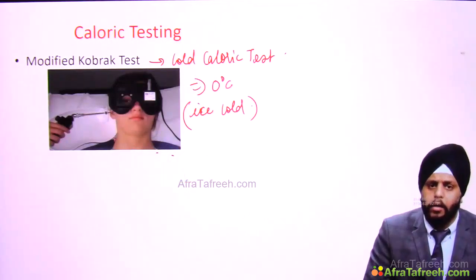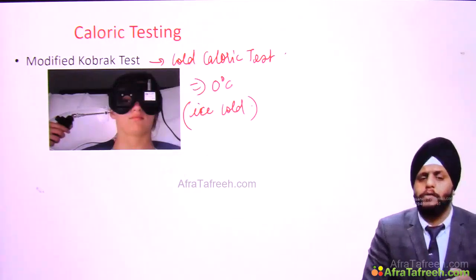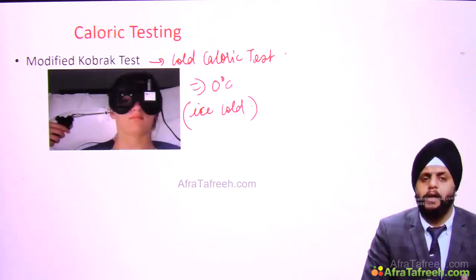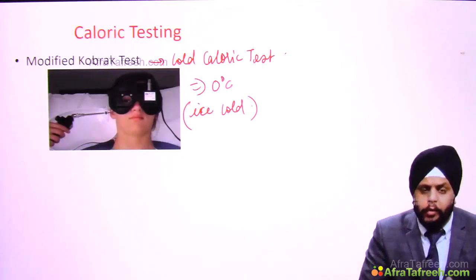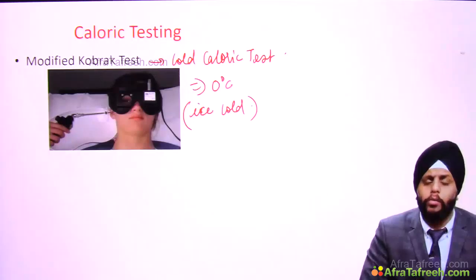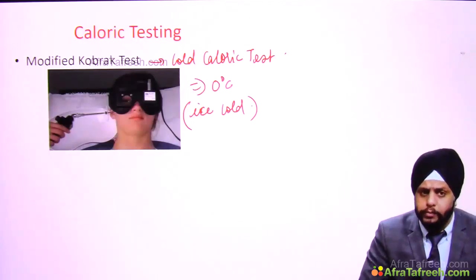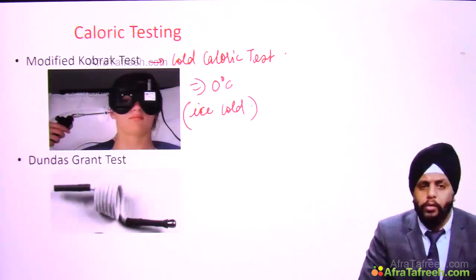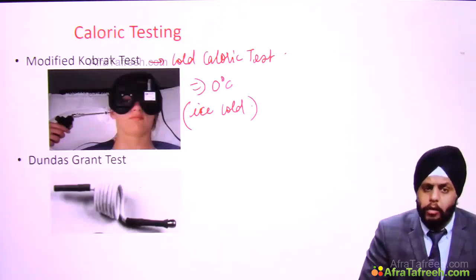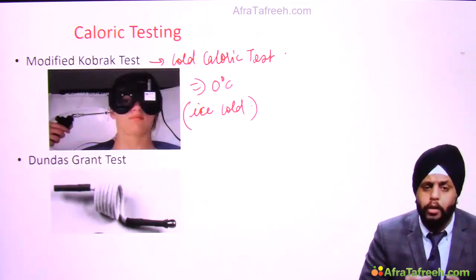Now I also taught you the contraindications of syringing. The biggest contraindication to syringing was tympanic membrane perforation. So suppose there is a patient who has tympanic membrane perforation and you want to do caloric testing. What will you do now? Now you will do the Dundas Grant test. What is done in the Dundas Grant test? Now you cannot put water, so you put cold air.